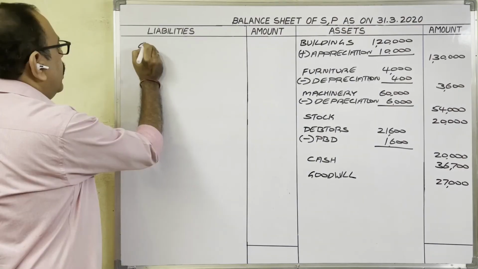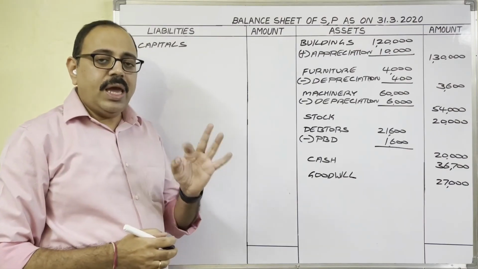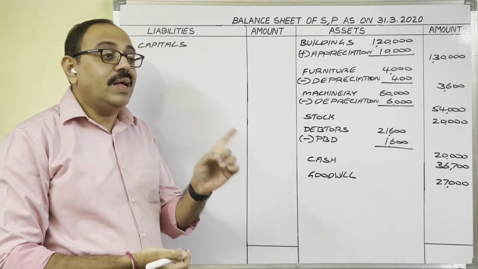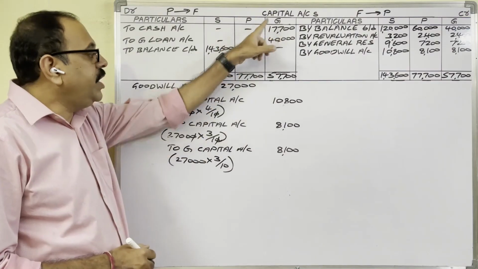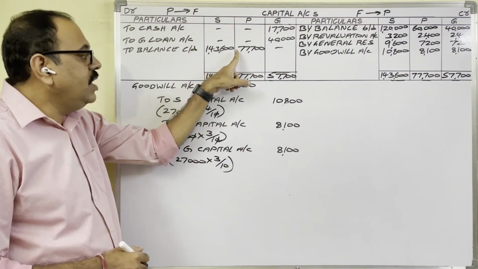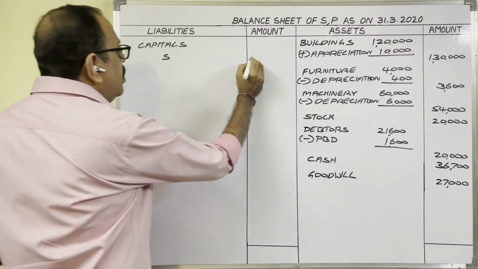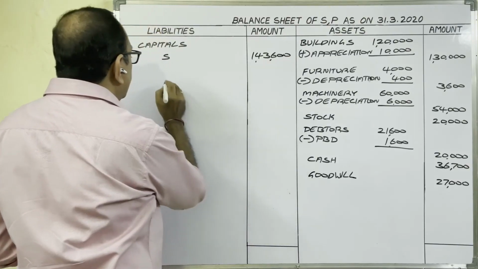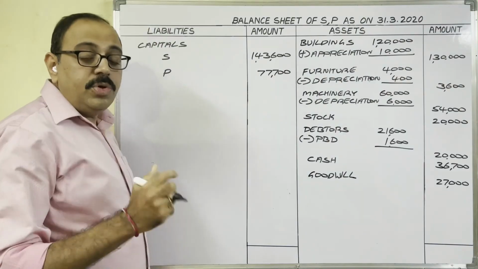Come to the liability side. Capitals. In the old balance sheet, capitals of S, P and G are given. But in the new balance sheet, we should write the capitals of only S and P. Because G is retired. Which amounts we should write here? In capital accounts we got answers, no? Balance carried down 1,43,600, 77,700. These two amounts we should write here. S capital 1,43,600 rupees. P capital 77,700 rupees. Come to G.